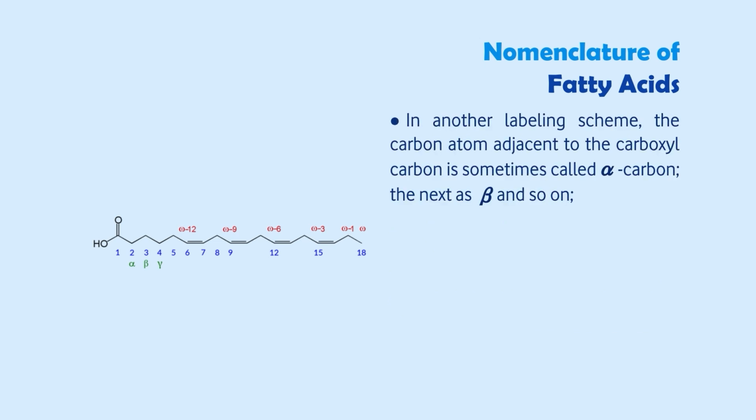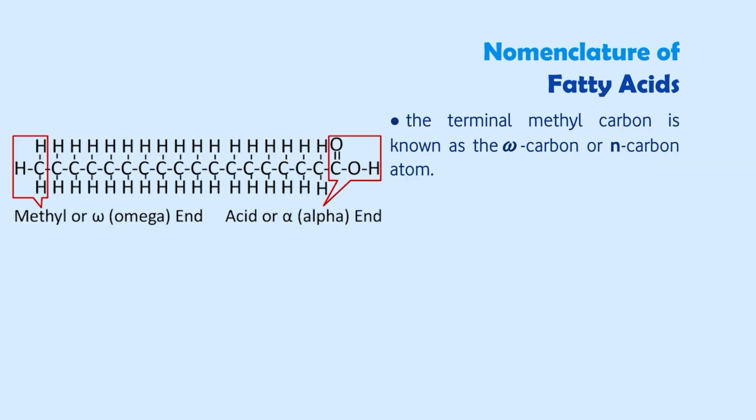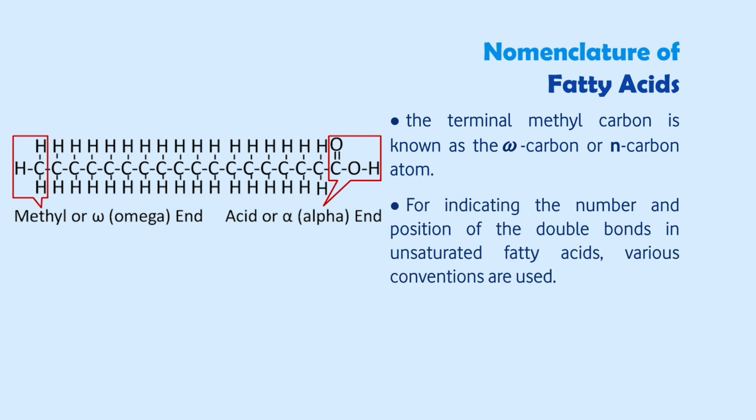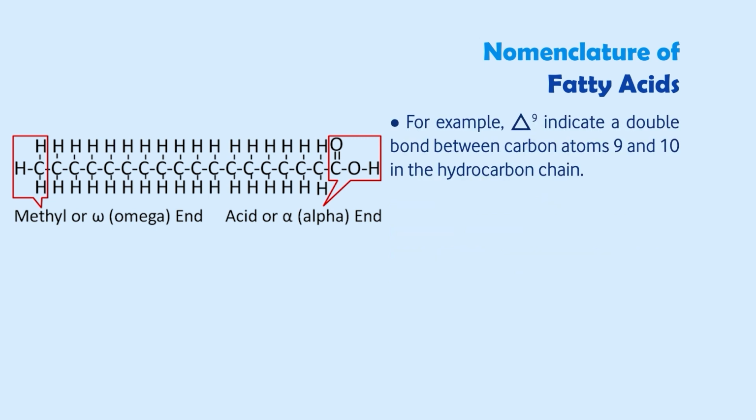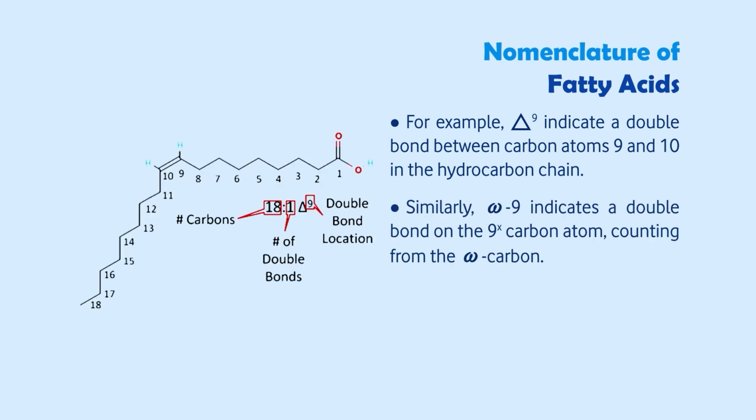In another labeling scheme, the carbon atom adjacent to the carboxyl carbon is sometimes called the alpha carbon, the next as beta, and so on. The terminal methyl carbon is known as the omega carbon or n carbon atom. For indicating the number and position of the double bonds in unsaturated fatty acids, various conventions are used. For example, delta 9 indicates a double bond between carbon atoms 9 and 10 in the hydrocarbon chain. Similarly, omega 9 indicates a double bond on the 9th carbon atom counting from the omega carbon.